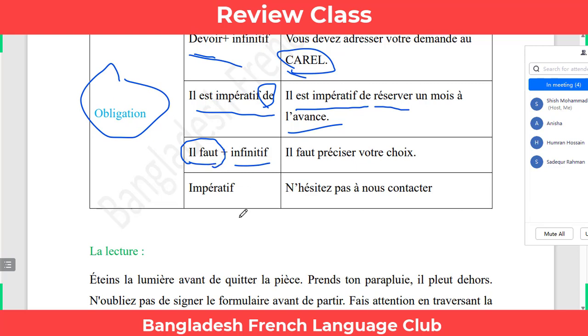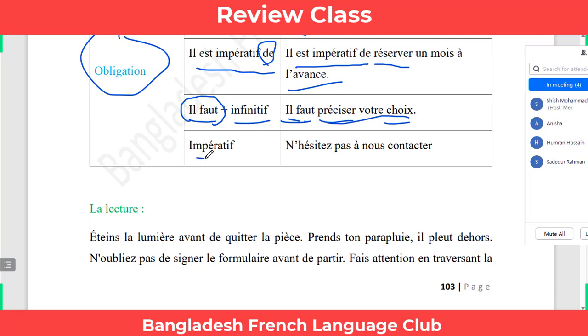So this falloir verb doesn't take any other form of conjugation, but with the il. So il faut, il here doesn't mean he, but it means it. After il faut you will always have a verb in an infinitive form. So il faut préciser votre choix. Il faut means it's necessary. It is necessary to specify your choice.